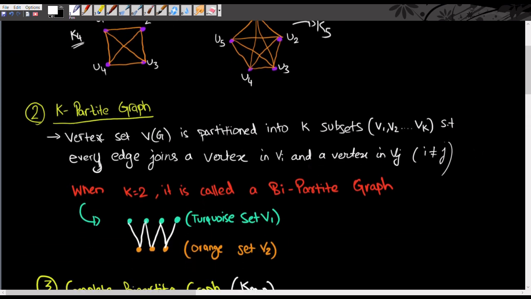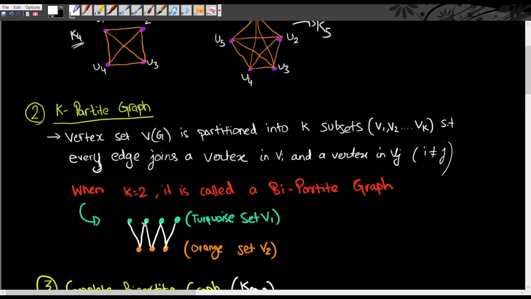The second class of graph is known as a k-partite graph. First of all, let's see what it means. When the vertex set V of G is partitioned into k subsets, V1, V2, V3 up to Vk, such that every edge joins a vertex in Vi and a vertex in Vj, where i is not equal to j, this is the definition of a k-partite graph. In simpler terms, you divide your vertex set V(G) into k partitions, and there are edges going from one partition to the other, but there are no edges within the same partition.